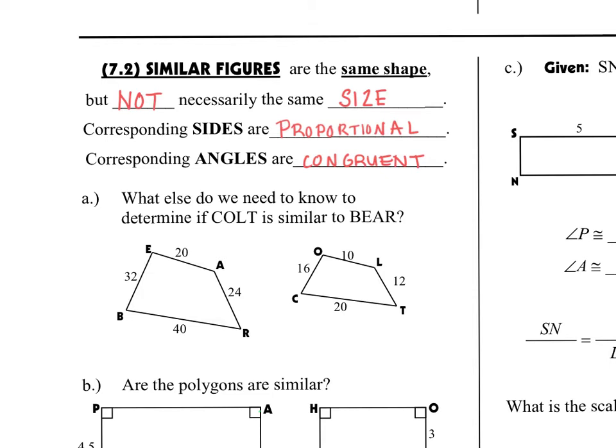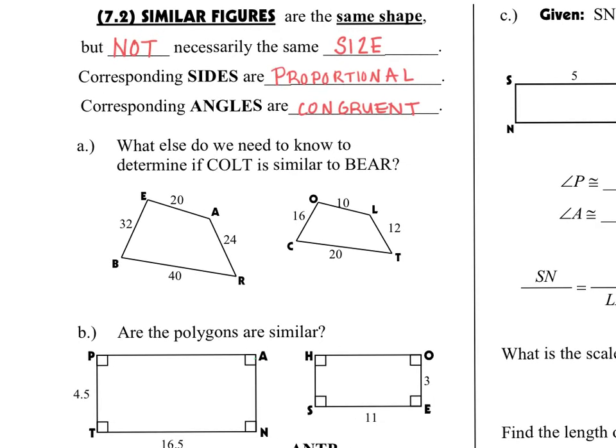So if we look at our first example here, example A, it asks us what else do we need to know to determine if COLT is similar to BEAR. If we start by looking at if the sides are proportional, starting with the smallest side here, that's 20, and the smallest side here, that's 10. The proportion 20 over 10 gives us 2 over 1. And then our next smallest ones would be 24 and 12.